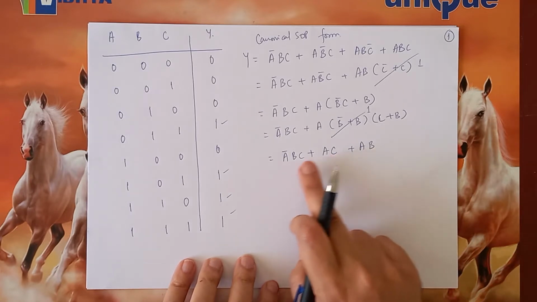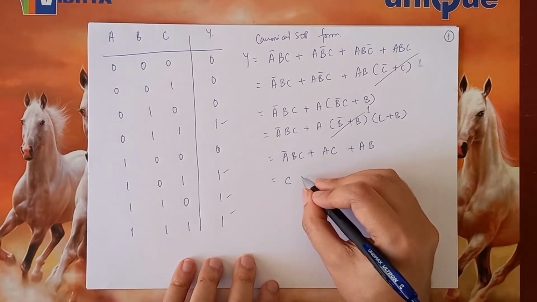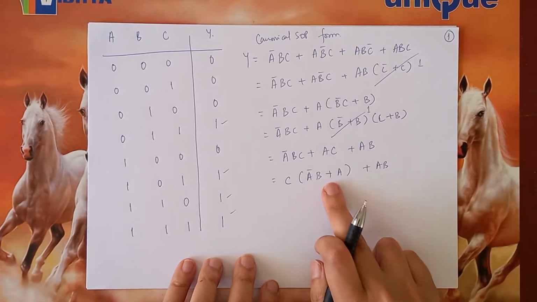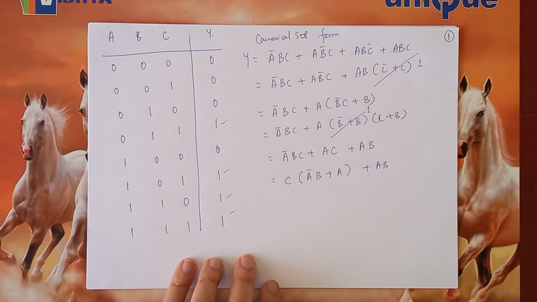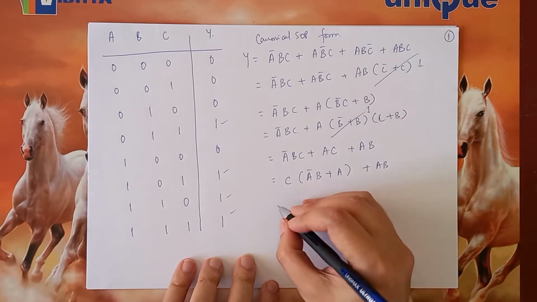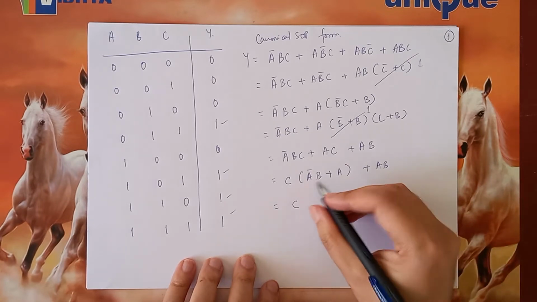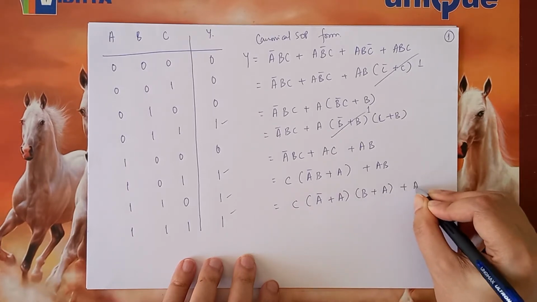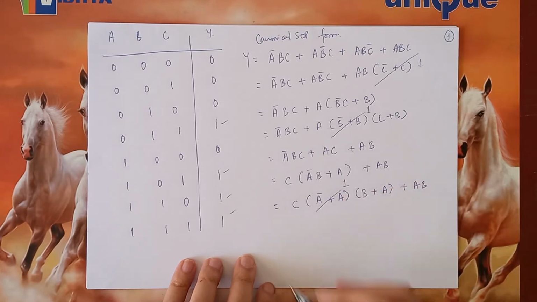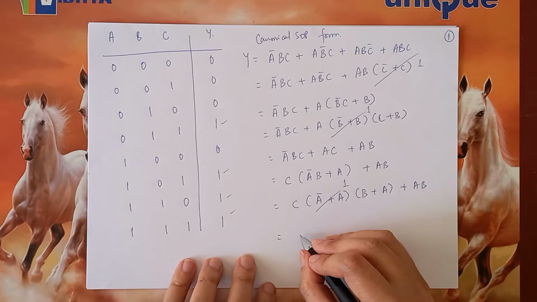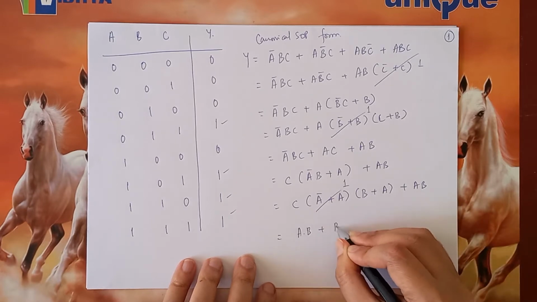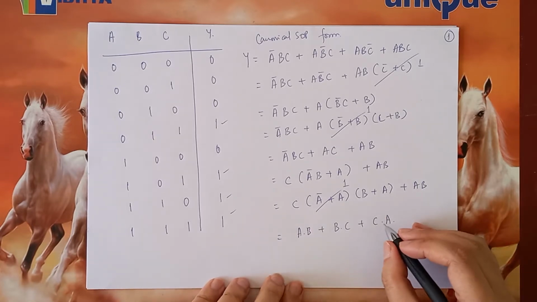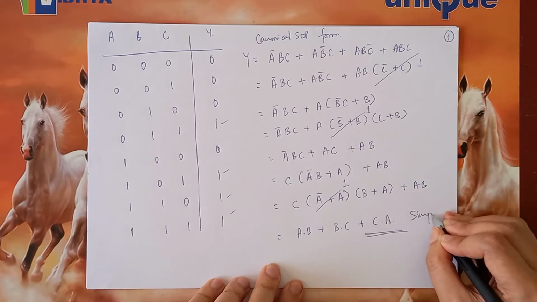Now you can again take C common in the first two terms. That will give you C times A bar B plus A, plus AB. Using a similar way how we did for this particular bracket, you can again use the reverse distributive property, and what you will essentially be left behind with is two brackets, A bar plus A times B plus A, plus AB. This will again cancel out to 1. So what you will essentially have over here is A dot B plus B dot C plus C dot A. You cannot simplify any further than this. So therefore, this is the simplified form.